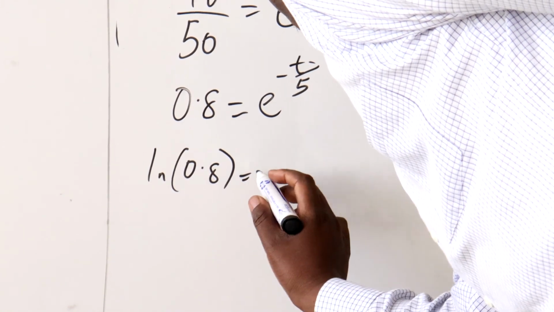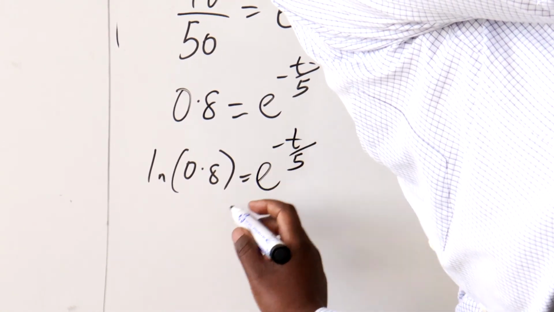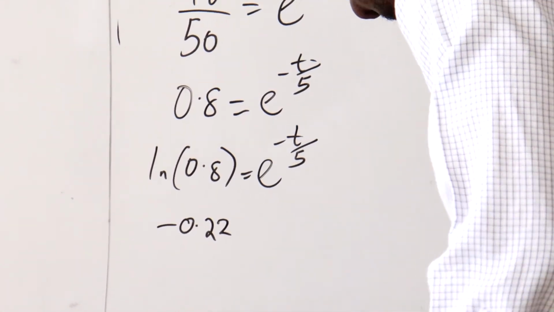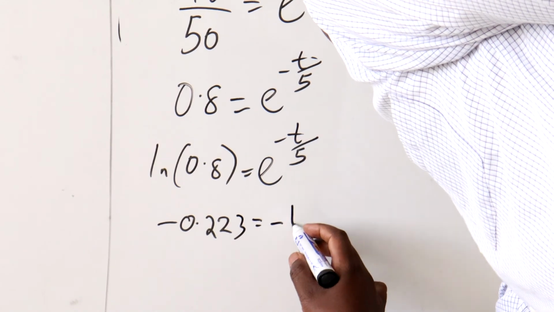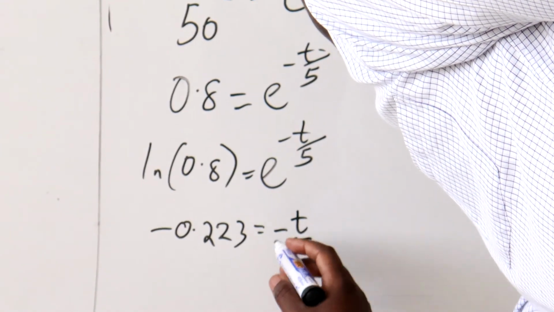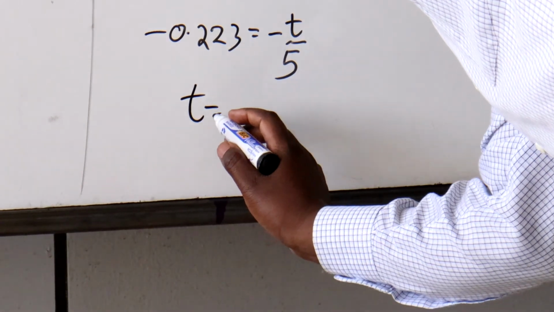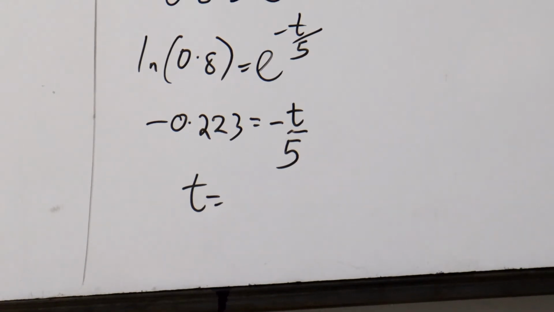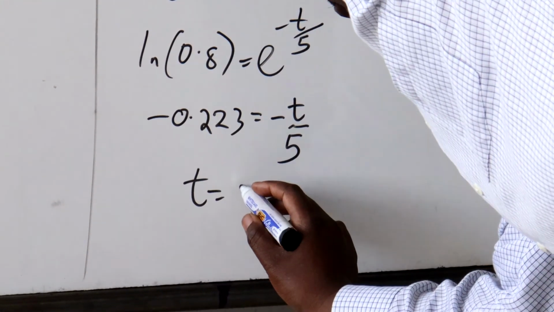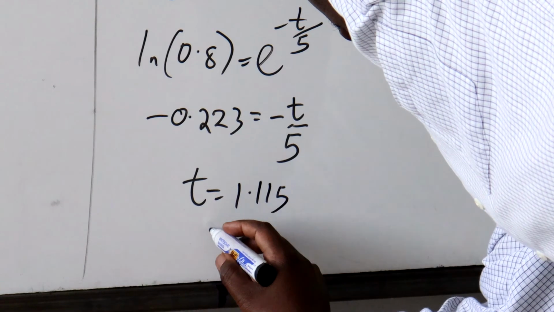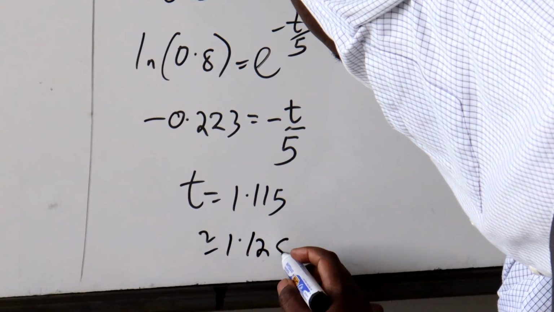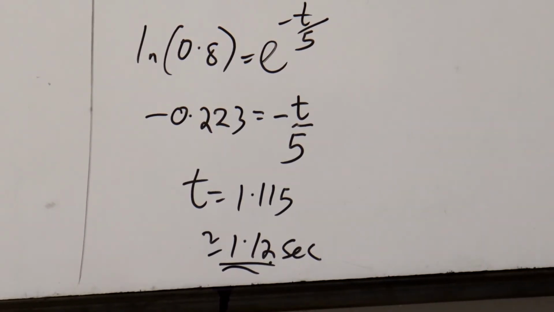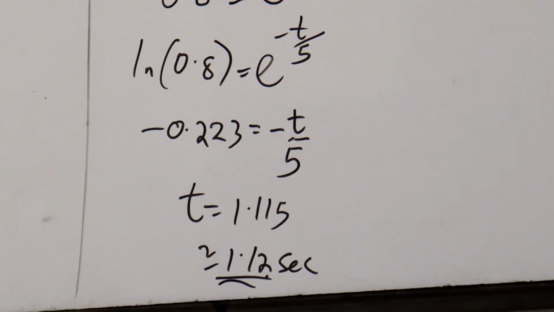ln of 0.8 is equal to -t/5, and this is minus 0.223, which is equal to -t/5. Minus and minus cancel, so t we shall have as 0.223 times 5, which is 1.115, approximately equal to 1.12 seconds. That is the final answer for that question.